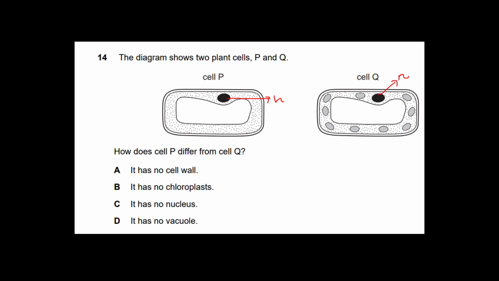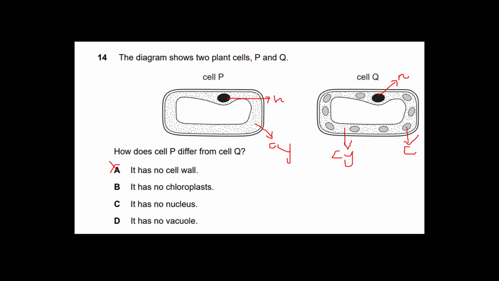Now what is this? Chloroplasts. Let's just see. Okay, there's no chloroplast here. And there's cytoplasm in both. Cytoplasm, I'll label it as CY. Option A: it has no cell wall. Both of them have cell walls, so it can't be A. Option B: it has no chloroplasts. Yes, this does not have chloroplasts.